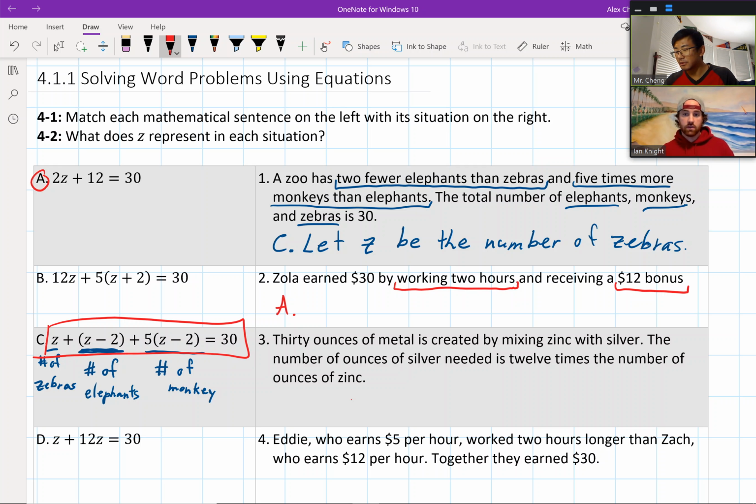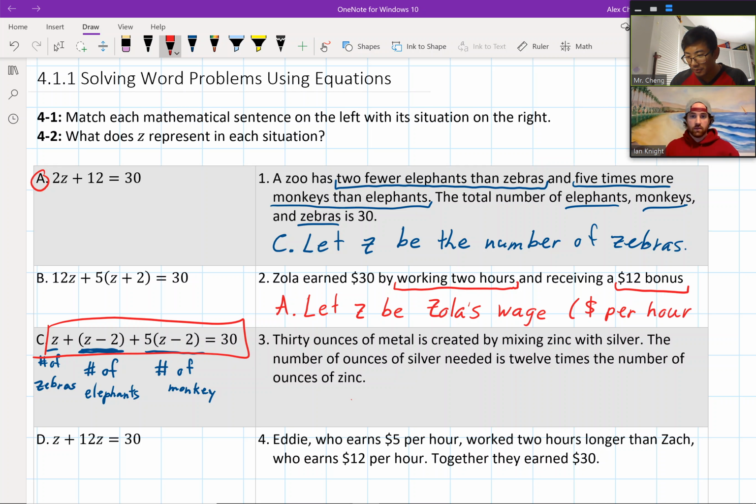Yeah, since our unknown that we're talking about here is we're getting to a total amount of money, we don't know how much money Zola makes per hour. So in this case, Z would represent that wage or dollars per hour, or earnings. Yeah, I like that. We know how much she makes total, and we know how much her bonus is, and we know how much time she worked, but we have no idea how much she actually earns per hour. So I'll say that in, just to be clear, we are measuring it in dollars per hour.